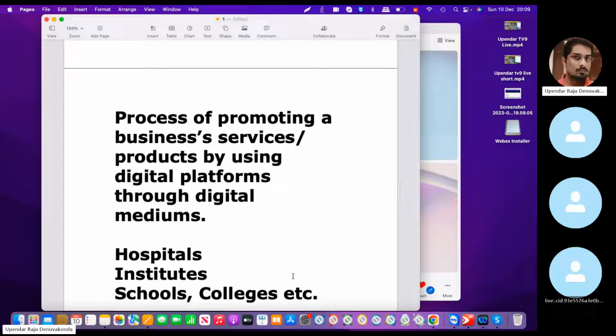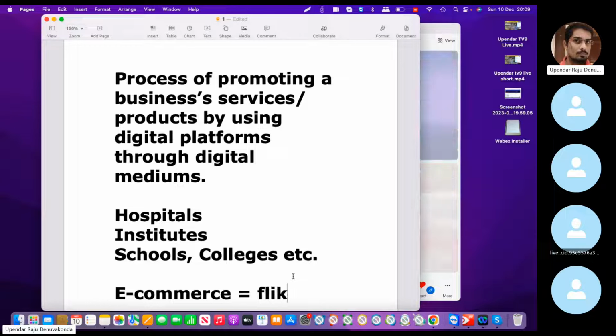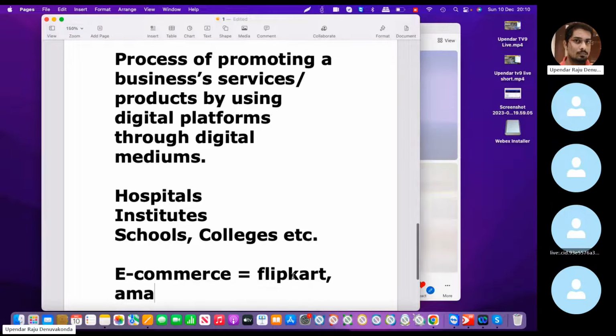So all these businesses would sell what? Services. And if we talk about e-commerce, something like Flipkart or Amazon, these businesses sell products. You take any business in the market, either it sells services or products. A business can sell both, but try to understand that a business can sell either services or products, or both.